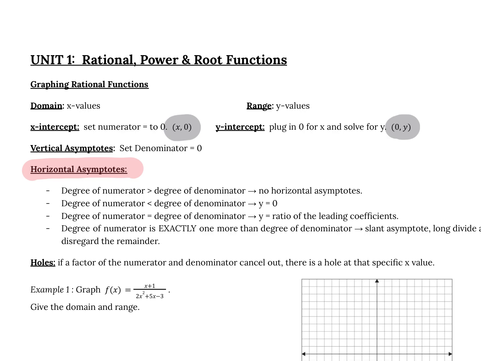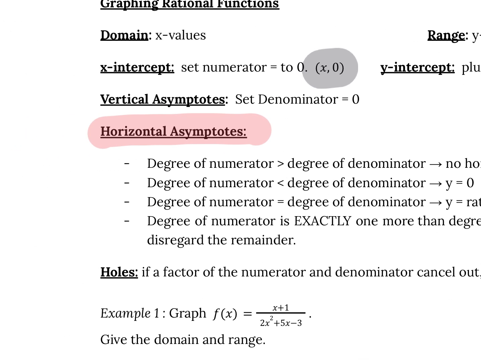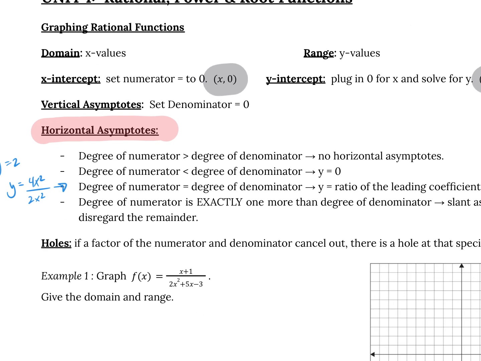So for example, if I had something like y equals 4x squared over 2x squared, okay? If the degrees are exactly the same, this would mean that the horizontal asymptote would be at y equals 2, or 4 divided by 2, okay? And then if the numerator is exactly one more than the degree of the denominator, there might be a slant asymptote, which means you would have to divide, okay?